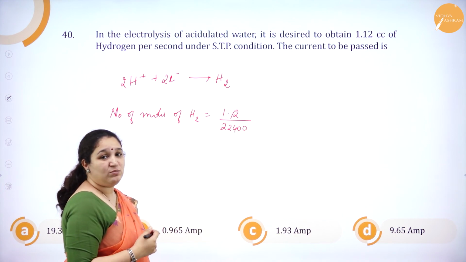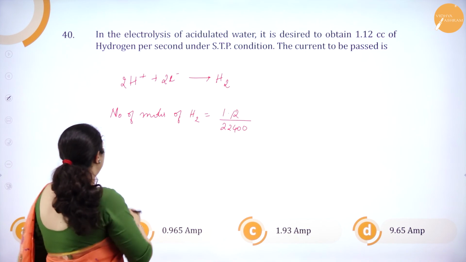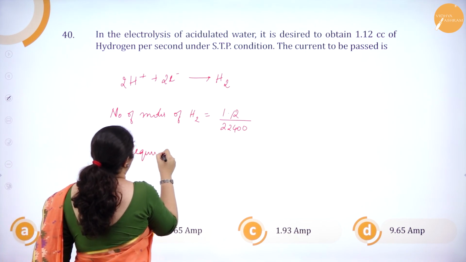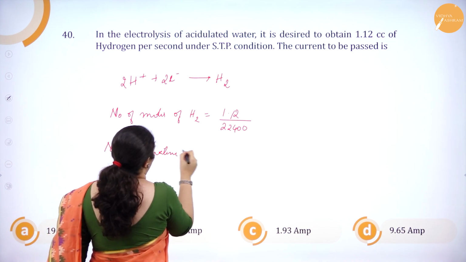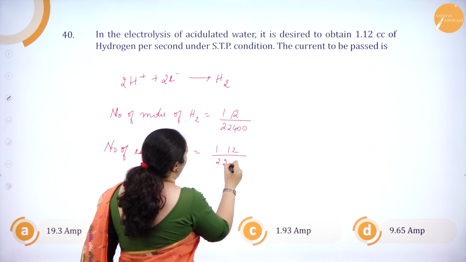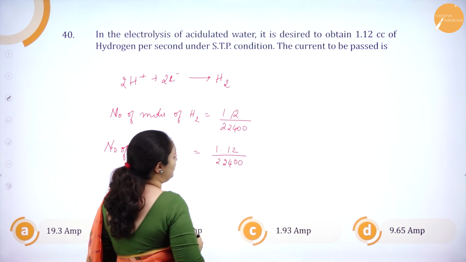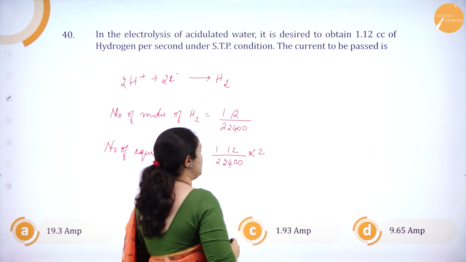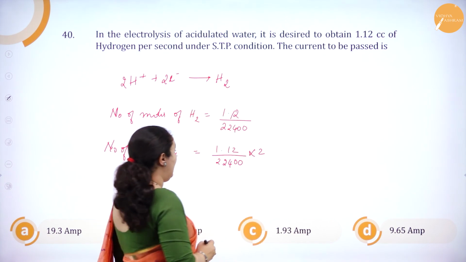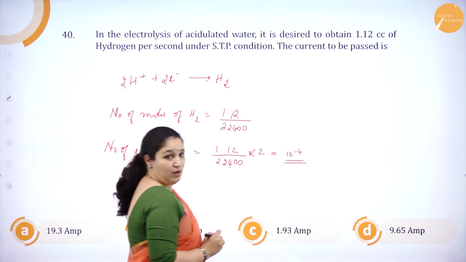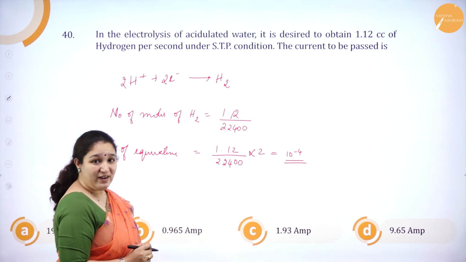Now I'll calculate the number of equivalents of hydrogen. Number of equivalents of hydrogen is 1.12 divided by 22,400 into 2, because 2 electrons is there. So this if I do, I will get the answer as 10 to the power minus 4. Okay. So that's the amount of Faraday which is required.